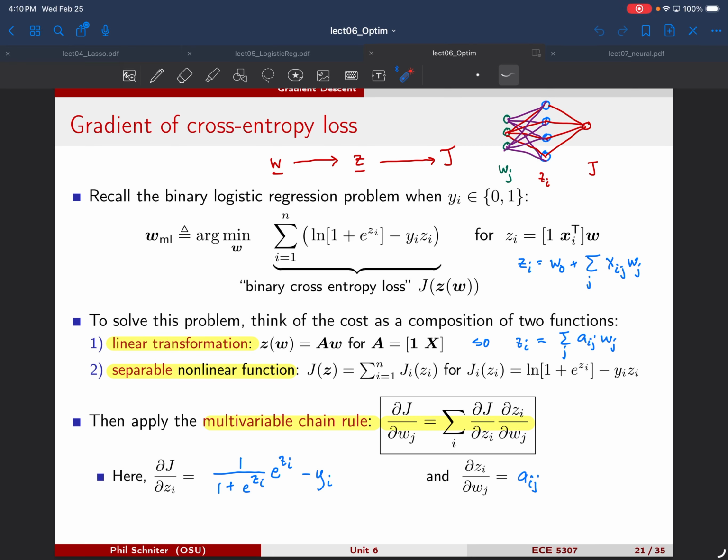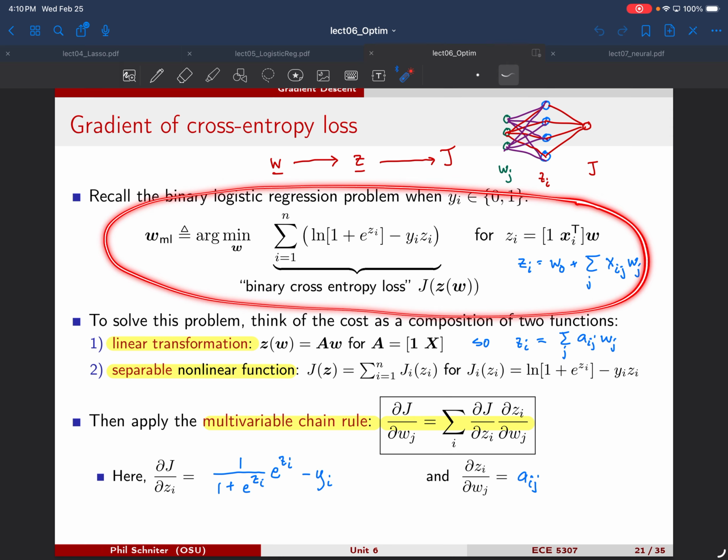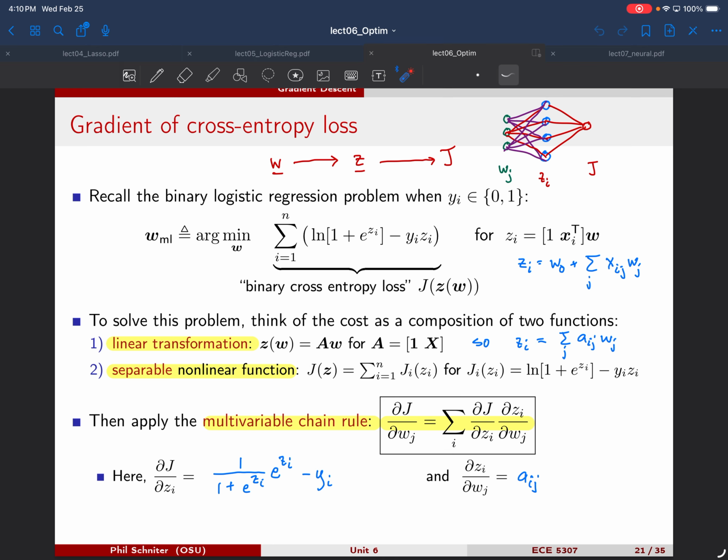All right, so let's get back to our discussion of optimization. In this unit, we've been trying to figure out how to minimize this loss, which shows up in logistic regression. It's called the binary cross-entropy loss. We know that scikit-learn can do this, but we'd like to understand more about how it does that.